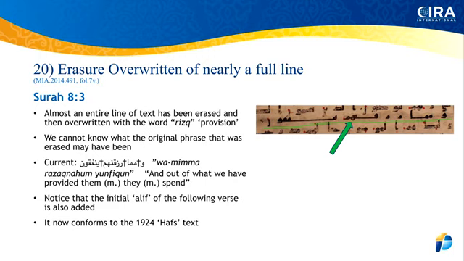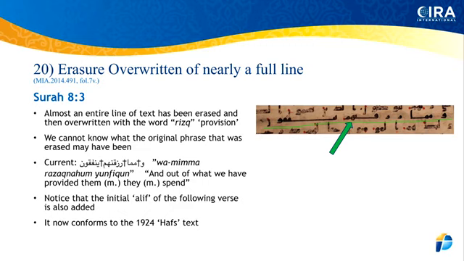Currently, it now says, "and out of what we have provided them, they spend." And you can read it right there in the Arabic. Why don't you read it in Arabic so you can see what they've written over top? Because apparently they wanted to add, theologically speaking, something in here, or they wanted to match a current reading, for instance. Well, the reading that I see there is wa mimma razaqnahum. وَمِمَّا رَزَقْنَاهُمْ يُنْفِقُونَ. Out of what we have given them or provided to them, they are spending.